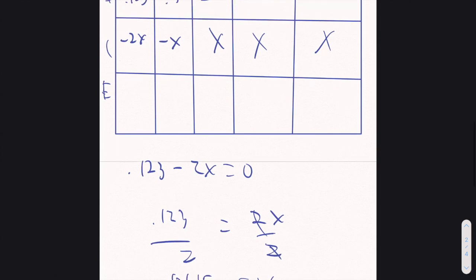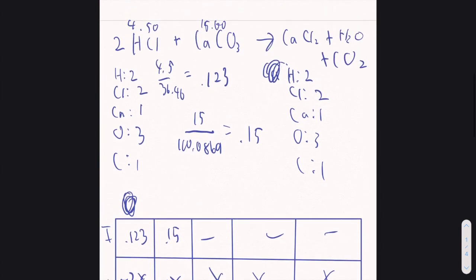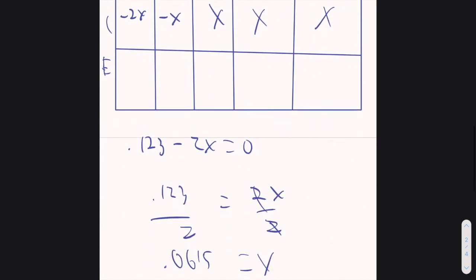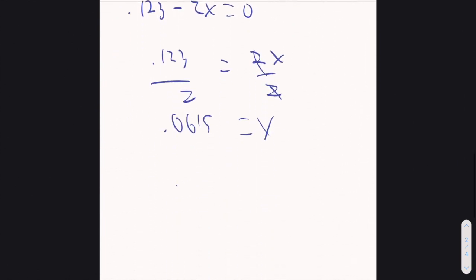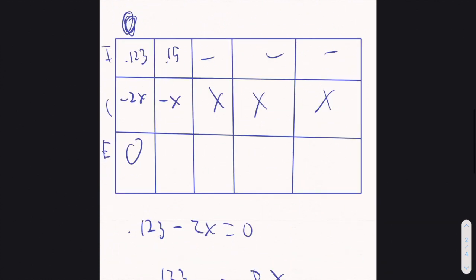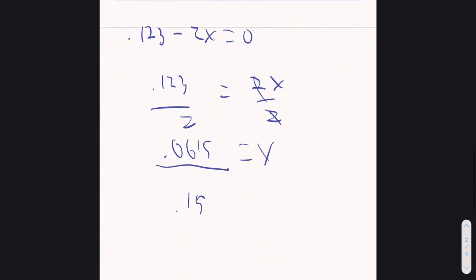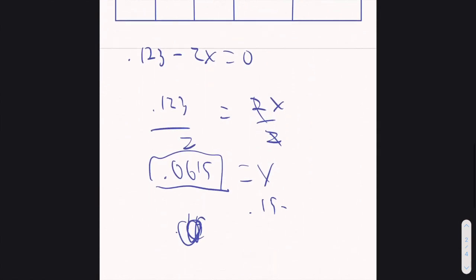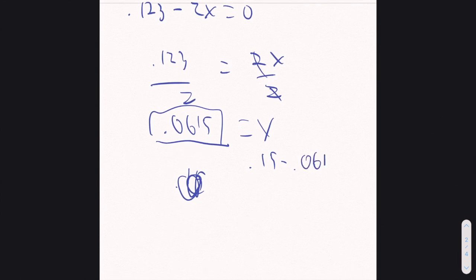So that's how much for HCl. CaCO3 now. That's gonna be just 0.15 since there's no coefficient in front. So 0.15. This is our limiting reactant, which is our HCl. So this is also our X value. We don't need this anymore. So we can just do 0.15 minus 0.0615 equals 0.0885.